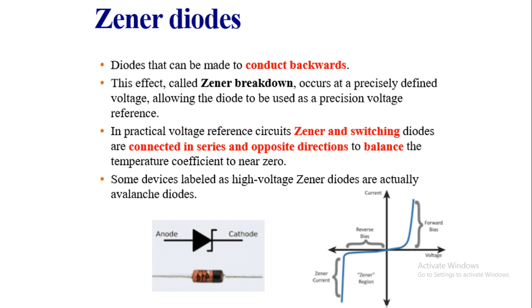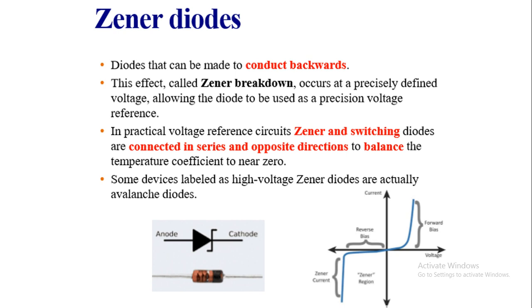As we show here in the Cartesian plot, with the current on the vertical axis and the voltage on the horizontal axis, it works in the third quarter. When the reverse voltage increases to a certain amount, it passes all the current. The effect called Zener breakdown occurs at a precisely defined voltage, allowing the diode to be used as a precision voltage reference.